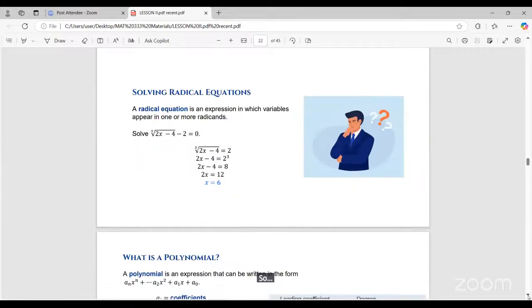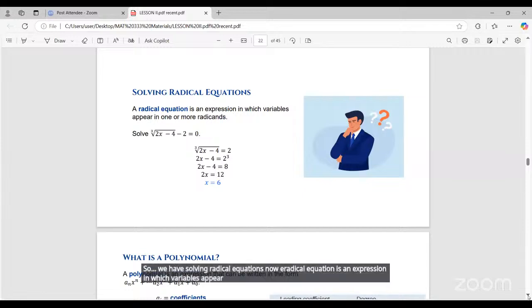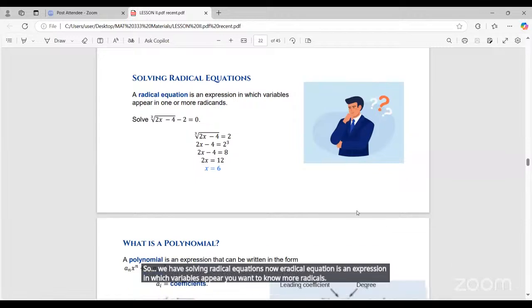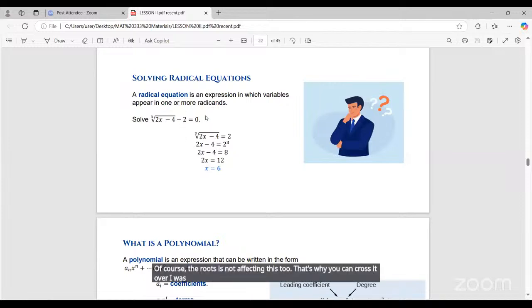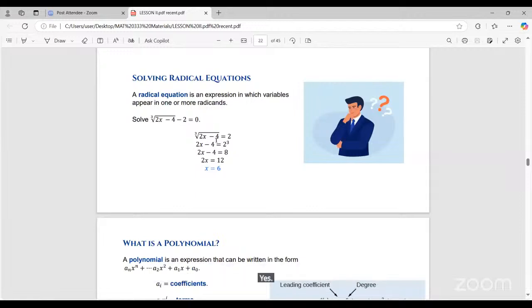we have solving radical equations now. A radical equation is an expression in which variables appear in one or more radicals. Now, if we have the third root of 2x minus 4 minus 2 equal to 0, we have to solve this radical equation. This is the third root of 2x minus 4 equal to 2. Of course, the root is not affecting this 2. That's why you can cross it over, and once you cross the equality sign, the sign changes.